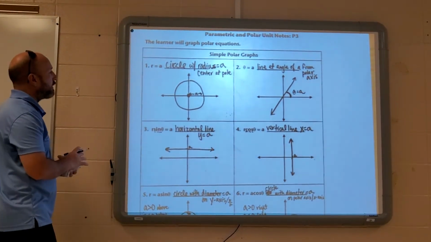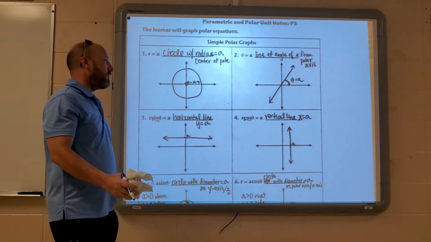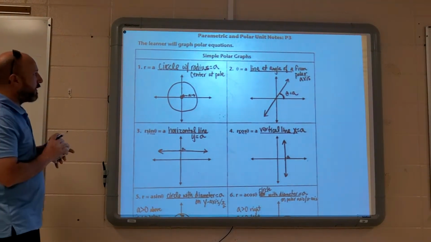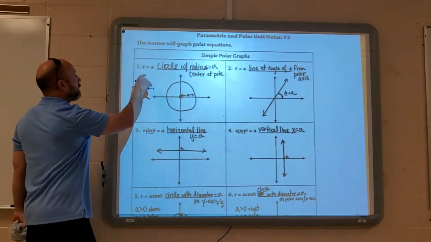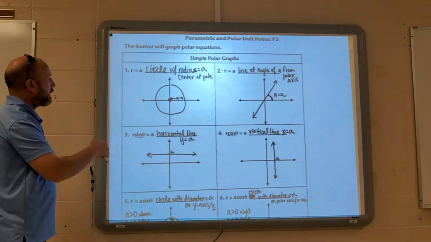Okay, so this is just some simple graphs to give you some examples. This is the notes for P3. So r equals a, where a is a constant, okay? That's the equation of a circle.